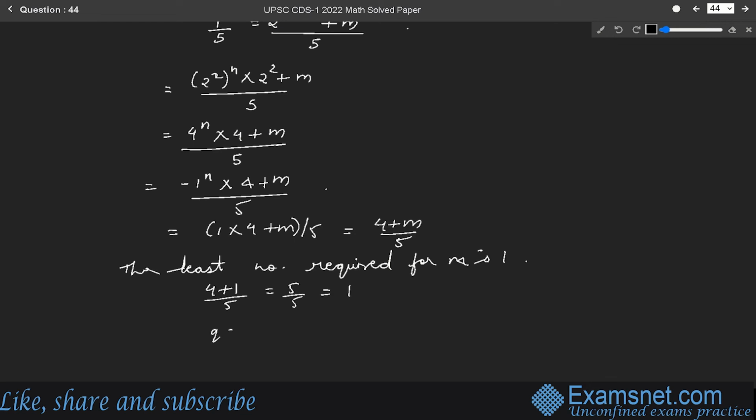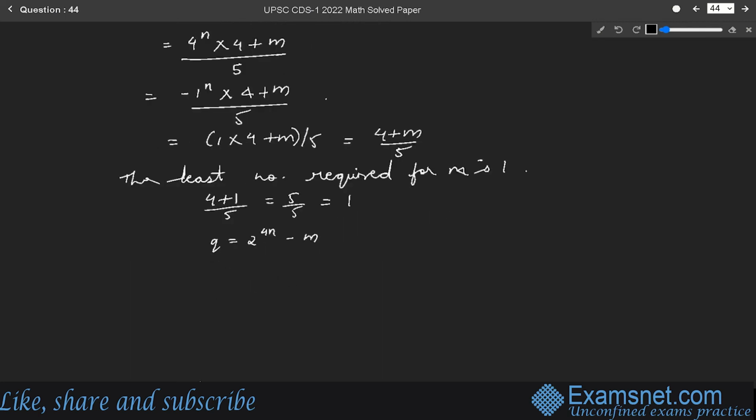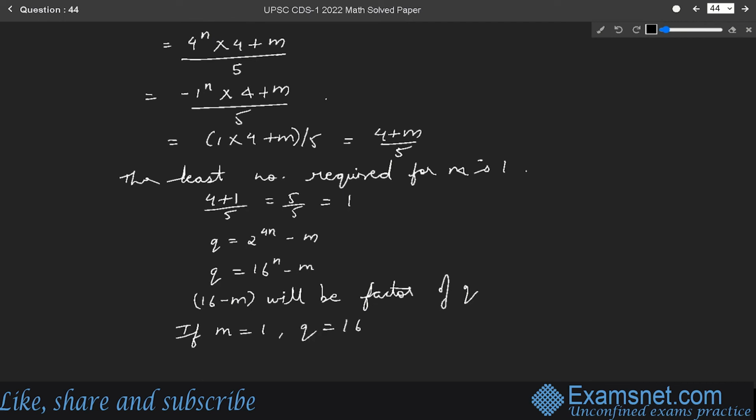Also we have Q is equal to 2 to the power 4n minus m. It means that Q is equal to 16^n minus m. Since n is an even positive integer, therefore 16 minus m will always be one factor of Q. And if m is equal to 1, then Q will be equal to 16 minus 1, which is 15. And we know that 15 is divisible by 5.